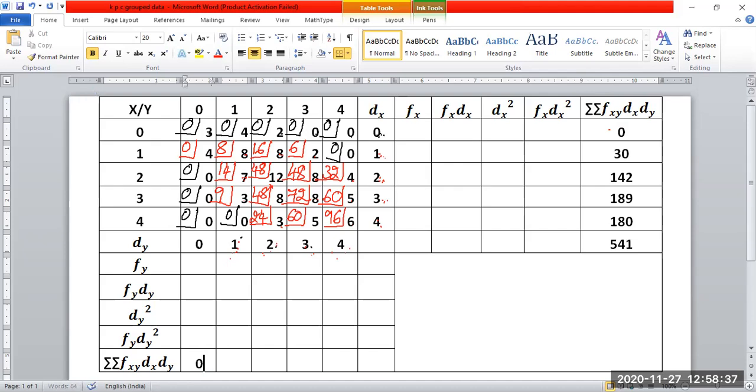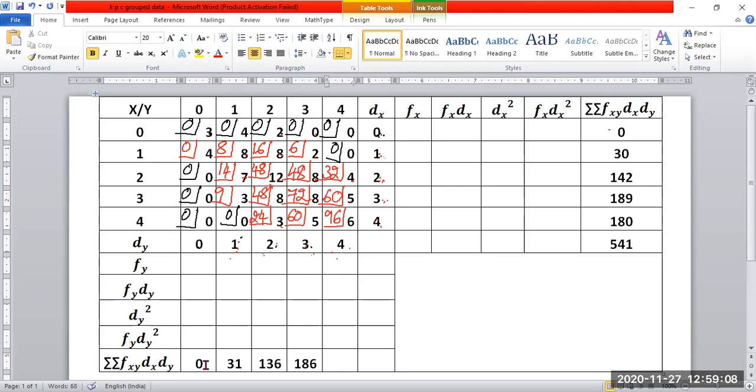That is all 0. Next, 8 plus 14 plus 9, 31. Next, 16 plus 48 plus 48 plus 24, 136. Next, 6 plus 48 plus 72 plus 60.